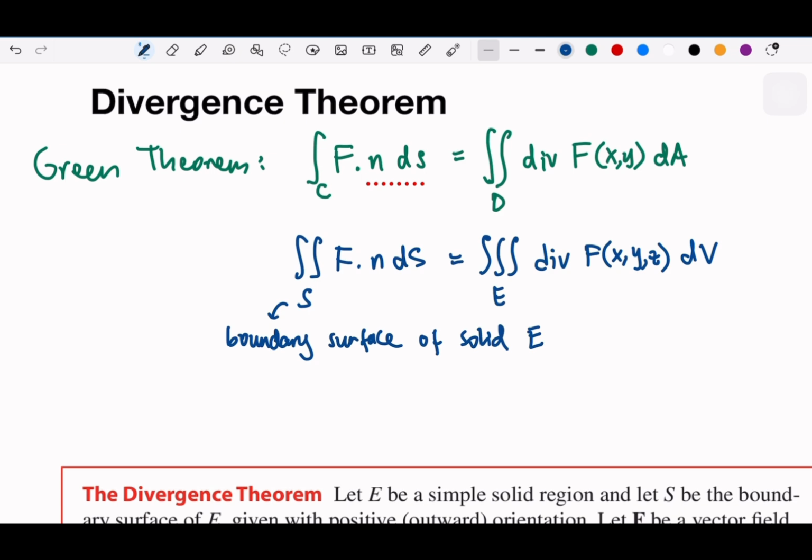And this equation will be true, and we call this the divergence theorem. The way we think about the divergence theorem is similar to the Green theorem. In the Green theorem, we have a line integral of f dot n, and it turns out to be the double integral of the divergence of f. And remember, the divergence of the vector field, the result is a scalar, a value. And then when we have the surface integral of the vector field f, it turns out we connect that with the volume in the triple integration.